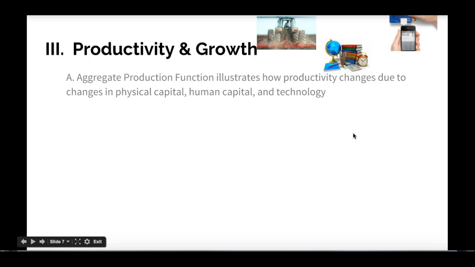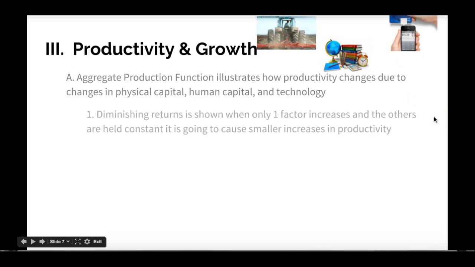So physical capital, just a reminder from our last video, physical capital like a tractor, human capital like education, and technology like our lovely little add-on square, right? When we look at the aggregate production function, what we will find is there is what we call diminishing returns. And diminishing returns is this idea that when only one factor increases and all the others are held constant, it's going to cause smaller increases in productivity over time.